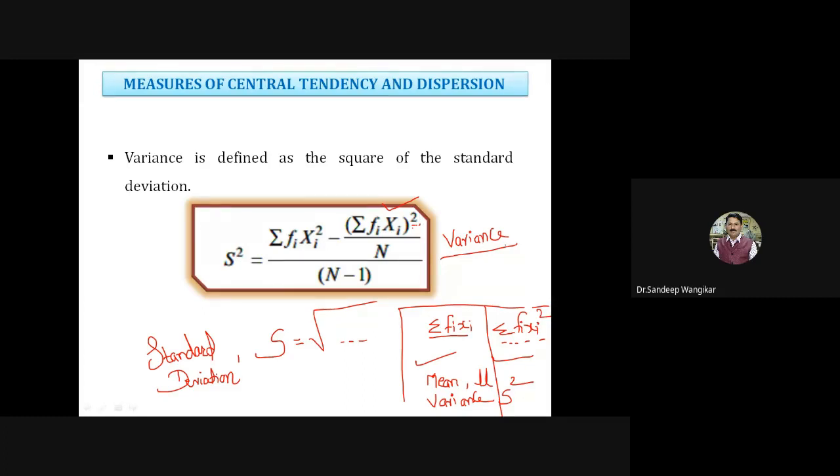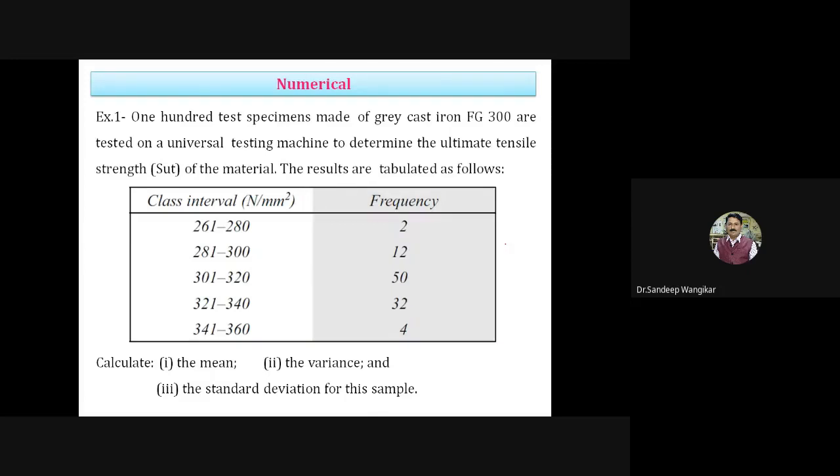So these are the theoretical formulas, friends. Let us have a numerical, and then you will come to know how to apply these formulas to calculate the mean, the variance, and the standard deviation. So we will discuss one numerical based on this.